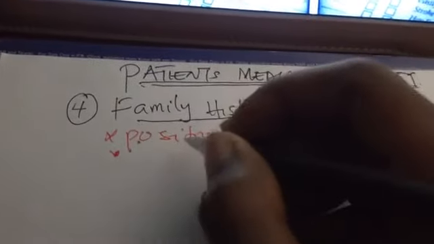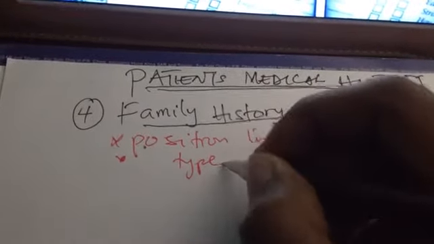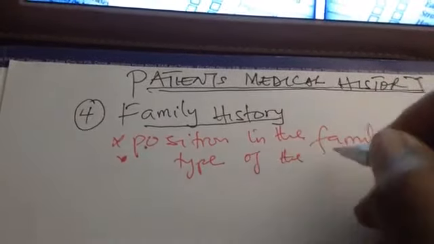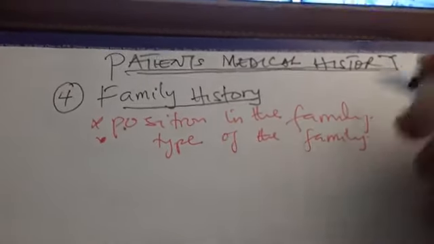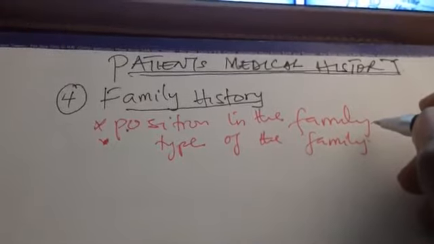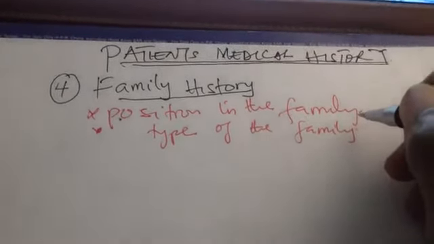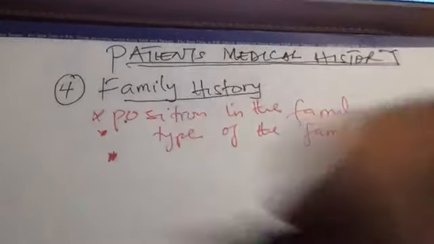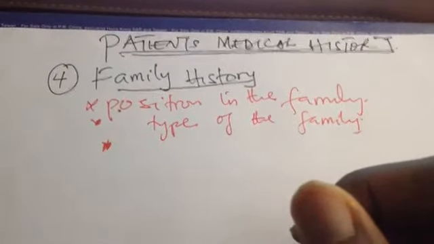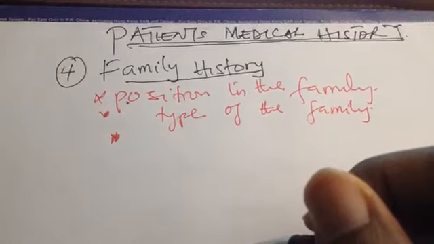Then type of family: is it monogamous or polygamous? Is this a polygamous family? Is this a monogamous family? So you have to ask him. Then history of similar illness in the family. For example, if he comes to you with chest pain, then you will ask him, in his family, is there anyone that is suffering from chest pain?